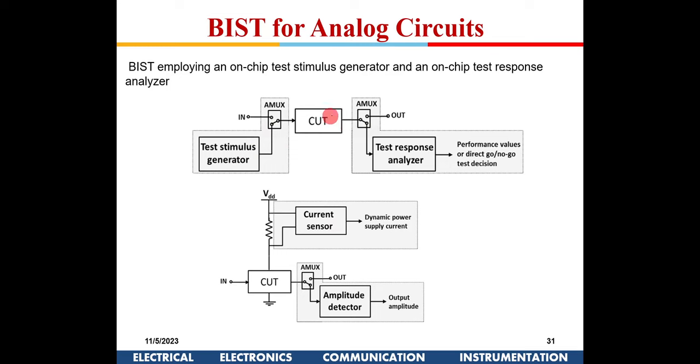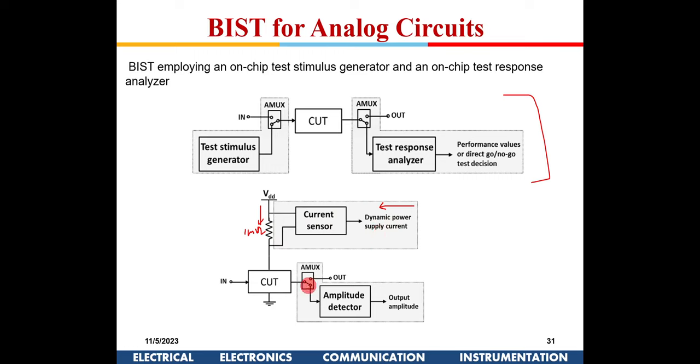Now this is another one. This is a circuit under test. You could have a test stimulus generator, input mux, and test analyzer. So this is a generalized block diagram. If I have to find out the power, I can put a 1 milli ohm resistance in series, and when the current flows here, it will generate a voltage across this resistance, which will be proportional to the current. So I can continuously monitor power. This is also a kind of test.